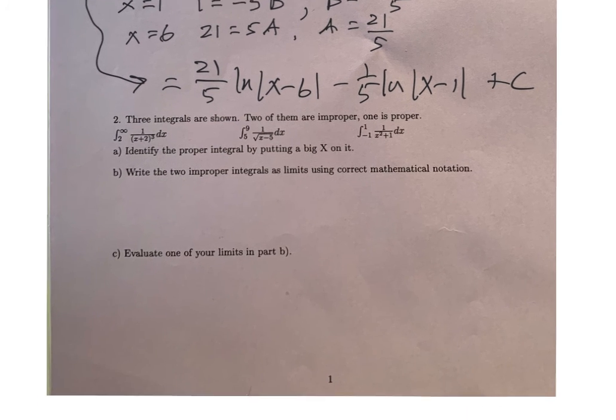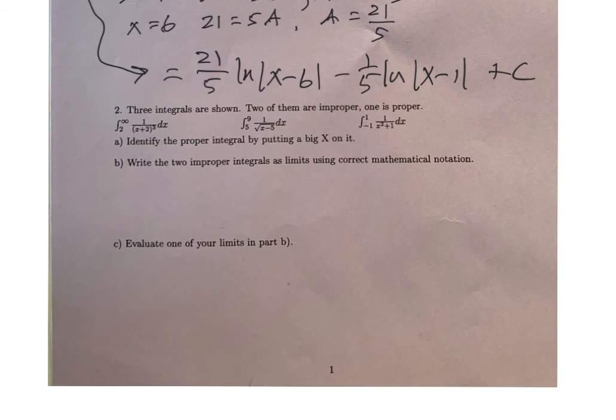Problem 2. So here are 3 integrals. 2 of them are improper. 1 is proper. The one that is proper is the third one. X squared plus 1 is defined everywhere. It cannot be 0, so that's a perfectly normal integral. So that's the one we'll ignore.